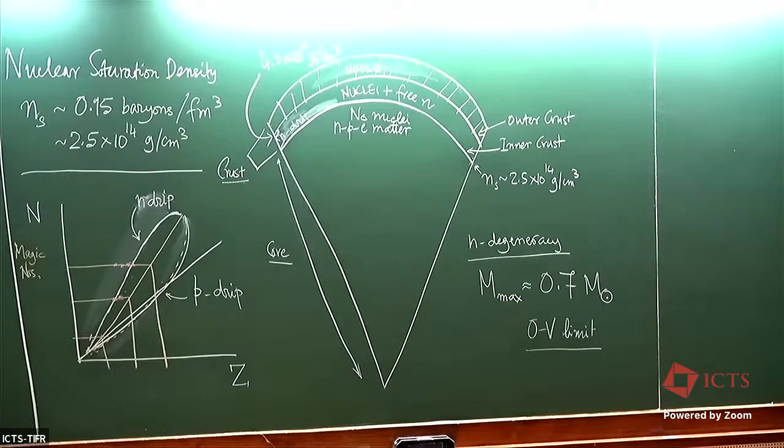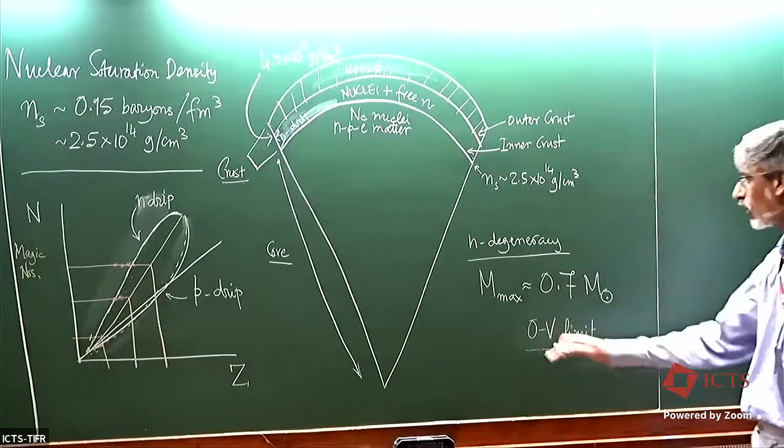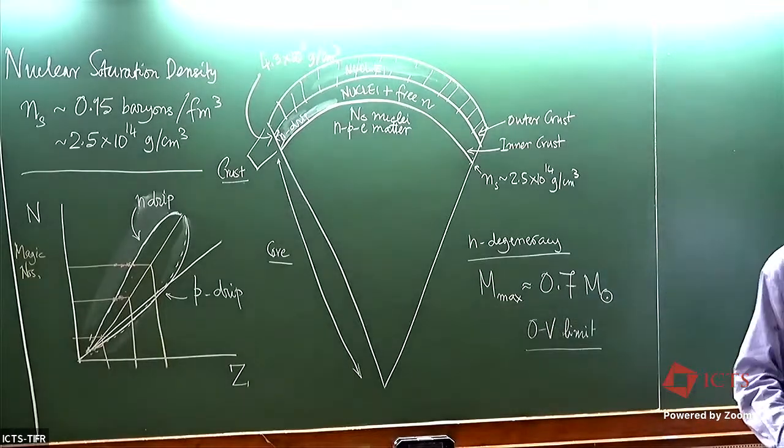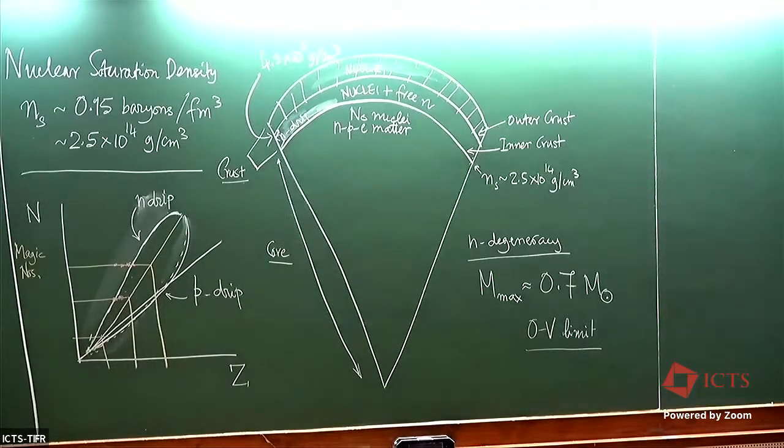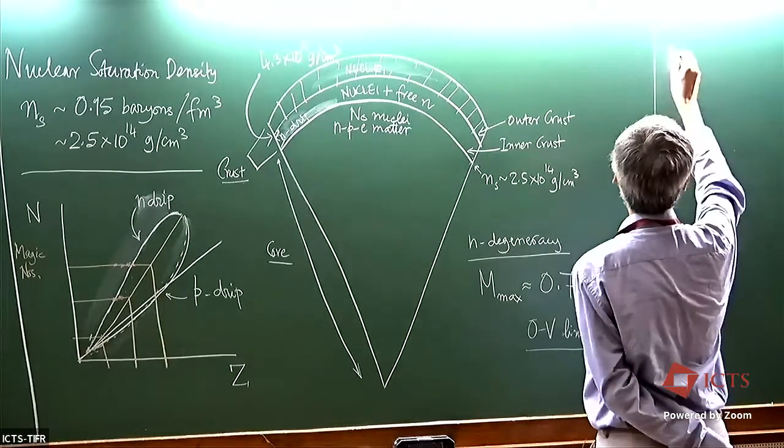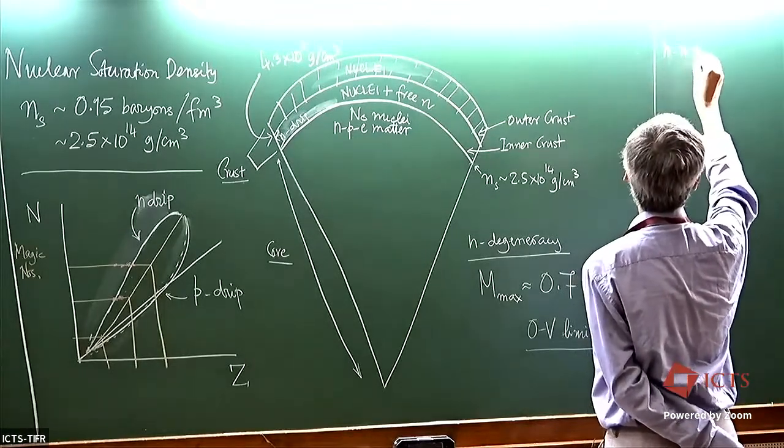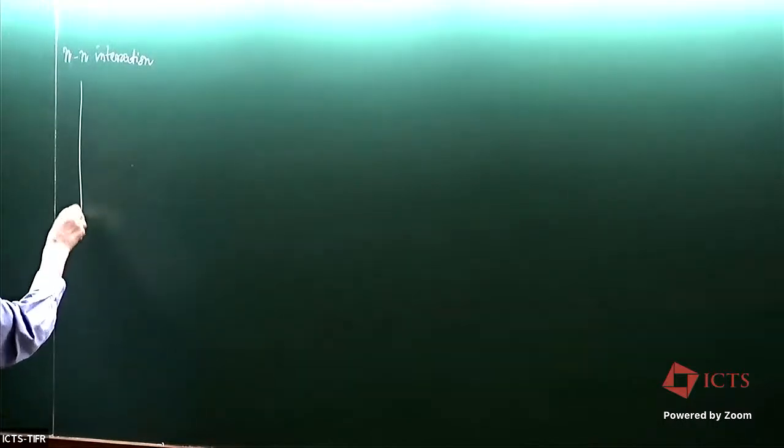But then why do objects of higher mass exist? And that is obviously because neutron degeneracy is only partly responsible for providing the pressure. The bulk of the pressure comes from nucleon-nucleon interaction, which is a strong interaction.